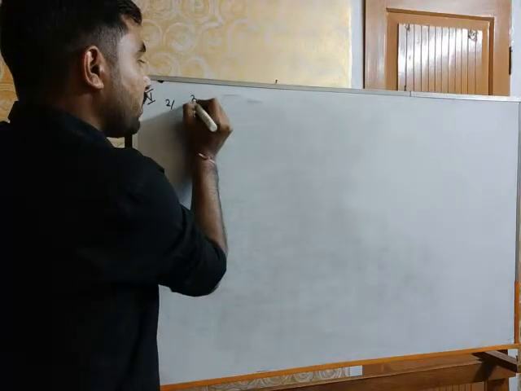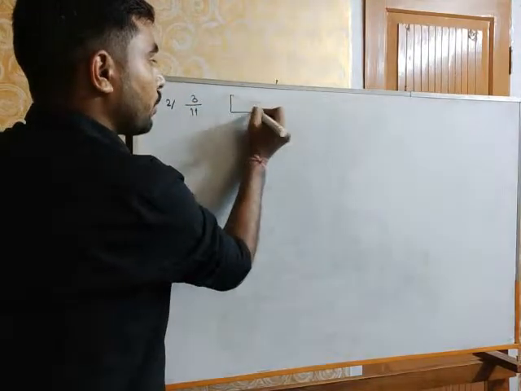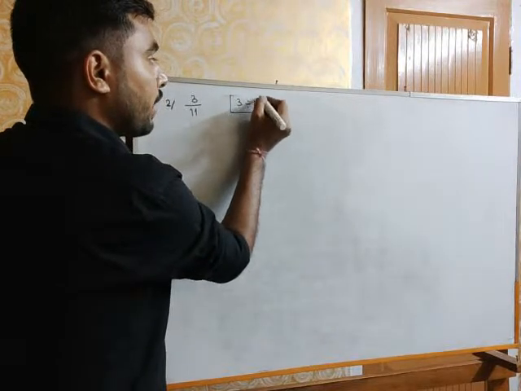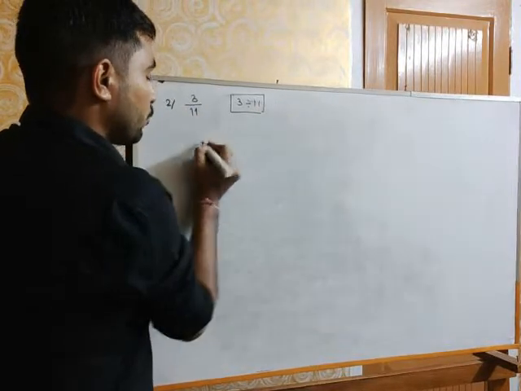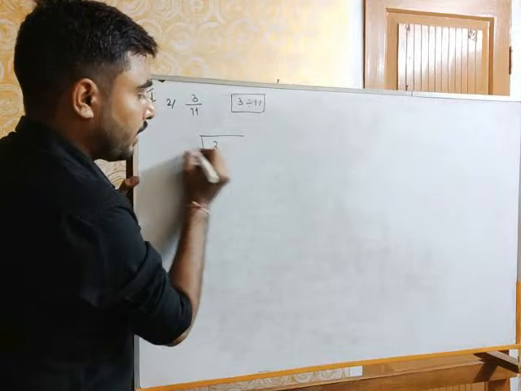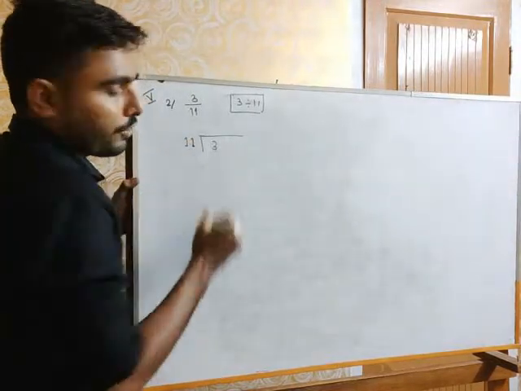3 divided by 11. This means what? 3 is divided by 11. So what we will do? We will divide 3 by 11.